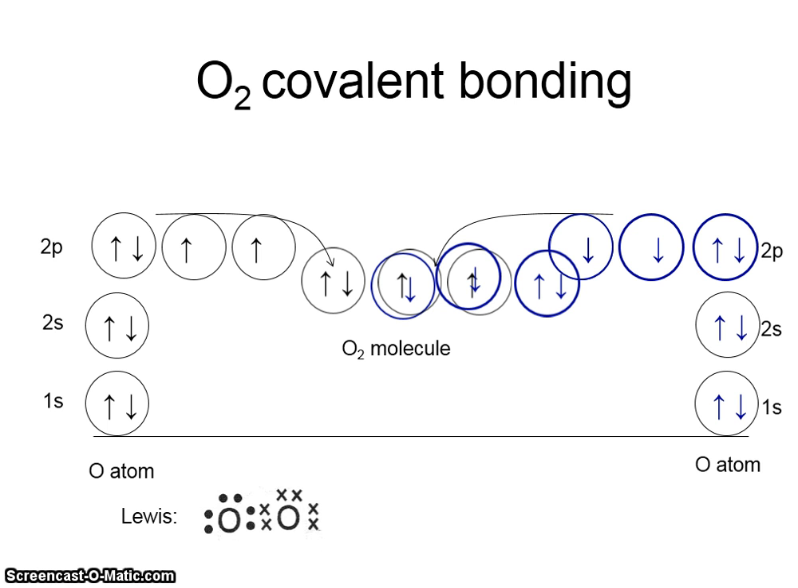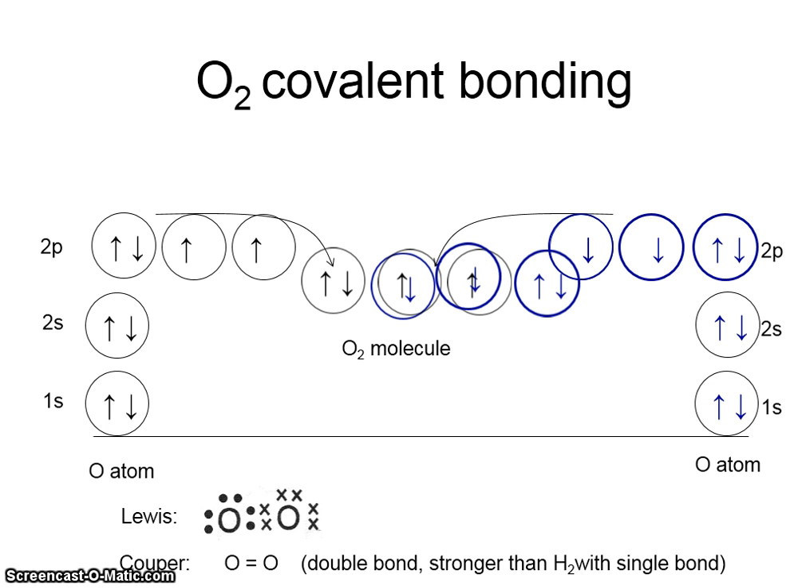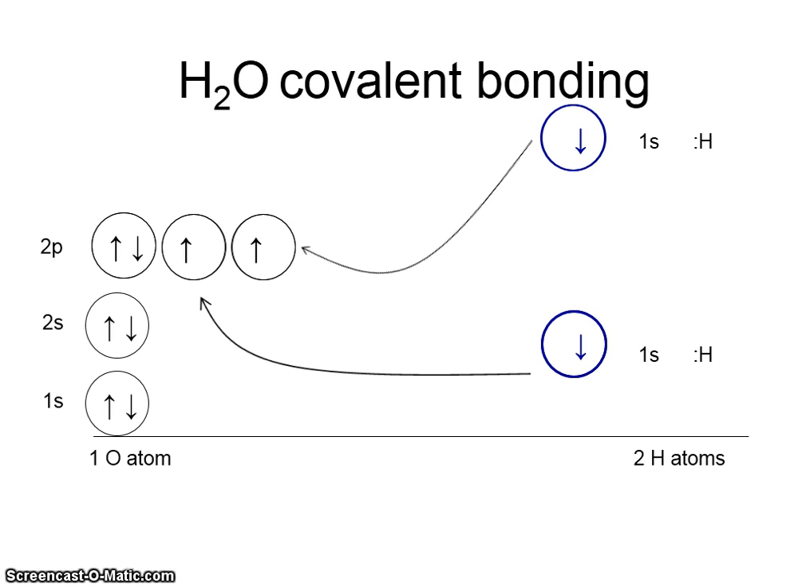The Lewis structure will then show two bonds between the two oxygen atoms, and the rest of the electrons are shown as lone pairs around the oxygen. If you go to the Cooper structure, the two electron bonds in the middle become the two lines. No lone pairs are shown for the Cooper structure. It is a double bond. It is therefore stronger than the hydrogen bond with only the single bond.